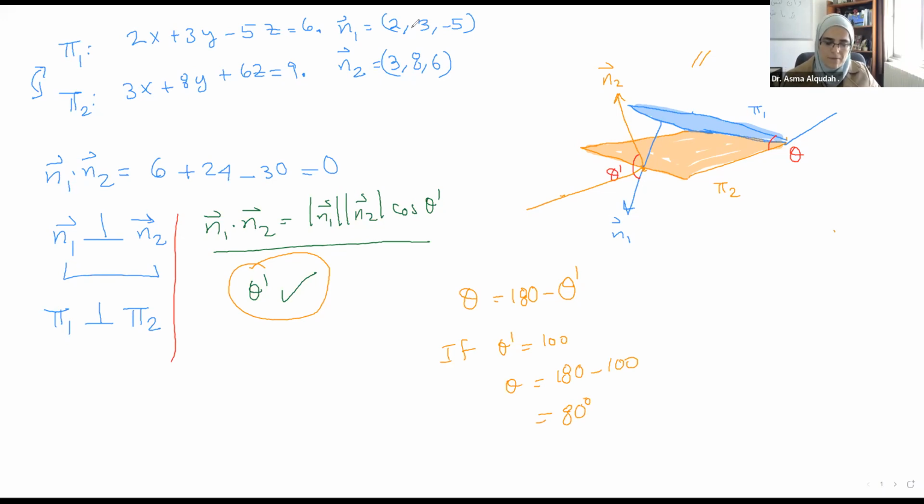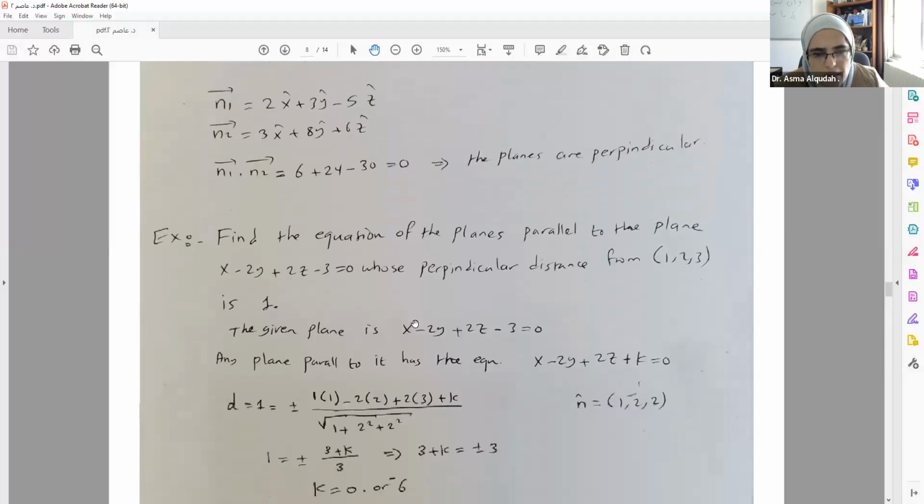Now we return to the case when the two normals were perpendicular to each other. The angle between the two normals, theta prime, was equal to 90 degrees. And when we wanted to find the actual angle between the two planes, it was the complement of theta prime. So it's equal to 180 minus 90, which is 90 degrees. So theta is equal to 90 degrees. Okay, let's get back to this example.